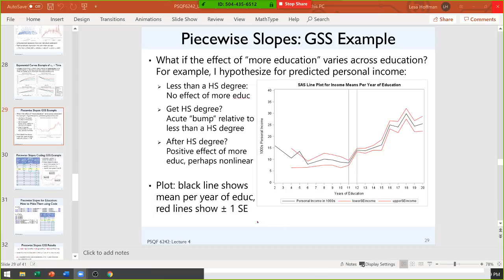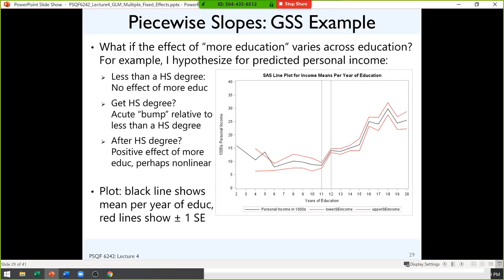Then let's look at piecewise slopes. This is the thing we started talking about last week. This would be a good place to revisit it, I think. This is slide 29 of lecture 4. This is another example of piecewise coding. I've got this one to show you and one more after this.